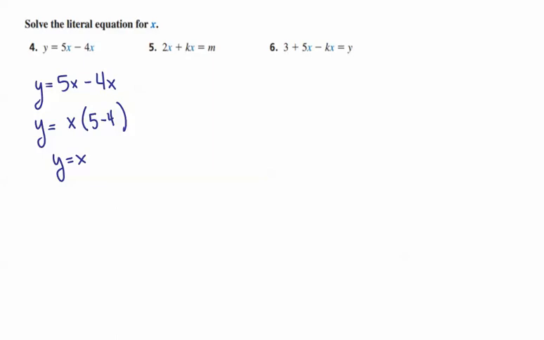Now, you could have also just subtracted 5x minus 4x, since those are like terms there, and you would have gotten y equals x at the very beginning. And so there's nothing more that can be simplified. That's pretty straightforward there.